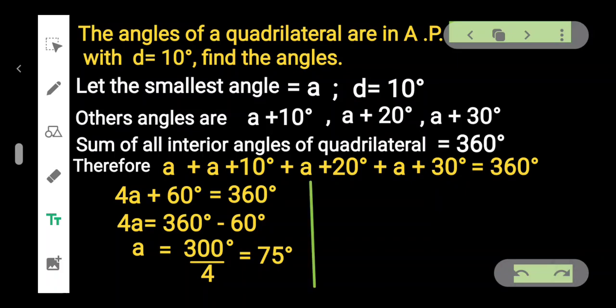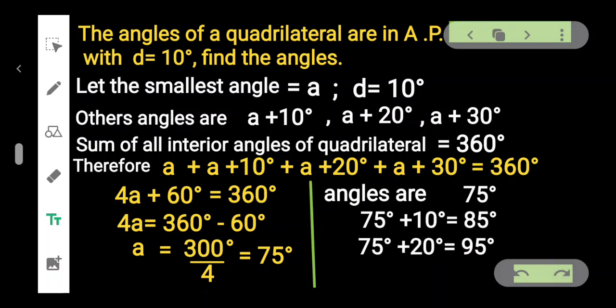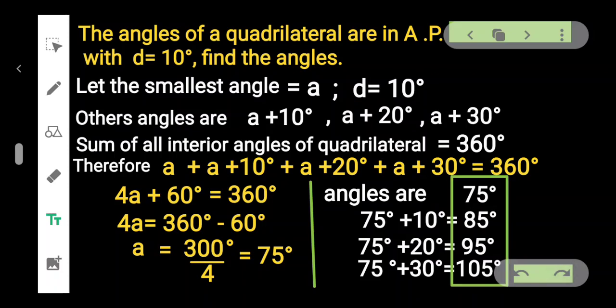Next angle, after increasing 10: the angles are 75, 75 plus 10 is 85, then again increase by 10, 95, then again adding 10, 105. Okay, these are the required angles of the quadrilateral: 75 degrees, 85 degrees, 95 degrees, 105 degrees. And remember this sign of degree. If we do not put this sign, then marks are cut.